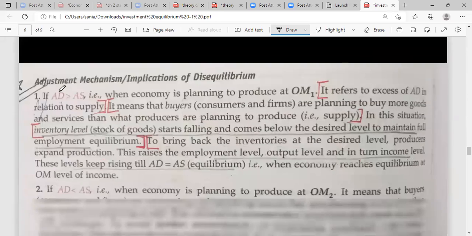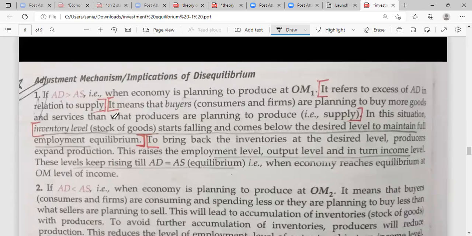So when your AD is greater than AS, it means that buyers' demand is more. So it means that buyers are planning to buy more goods and services than what producers are planning to produce. Okay. And in this situation, the level of stock starts falling. And to maintain the equilibrium, what you have to do, basically over here, more people are demanding, right? So your stocks are getting less and less. So now the producer will expand the production.